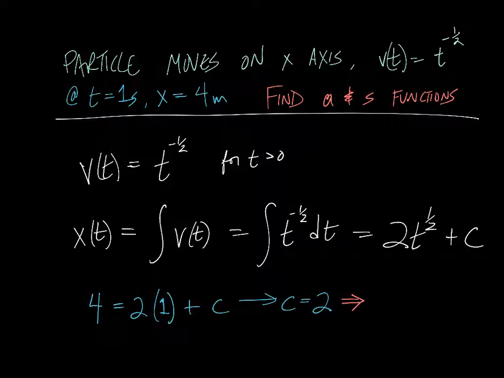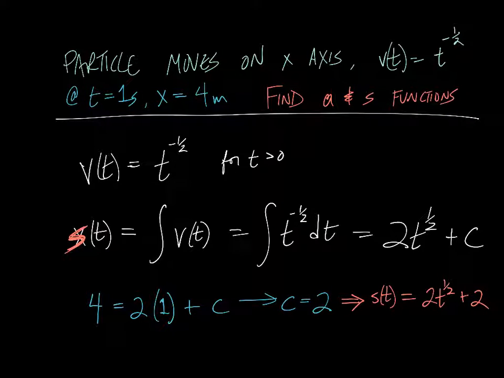And so this means that my s of t position, I could have, instead of using x, been consistent with what I was saying above. s of t is going to be what? 2t to the 1/2 plus 2. That's my actual function for this particle, obeying that speed law under these time and position conditions. You surely did a handful of these in Calc 1. All right.